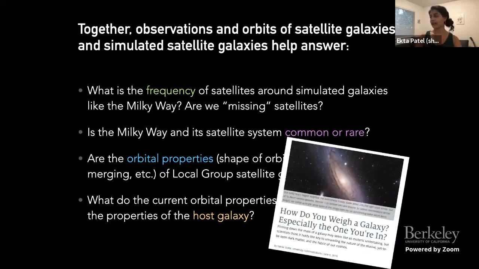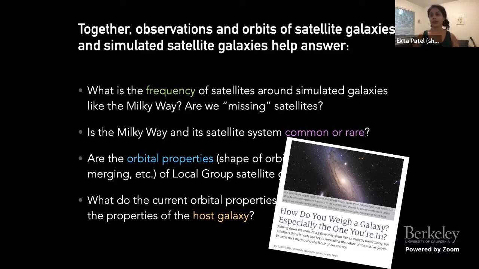So one example of that is some work I did back in graduate school, where we looked at how you weigh a galaxy, and especially the one you're in. So using these combined set of tools, we can ask the question of what is the exact mass of the Milky Way?